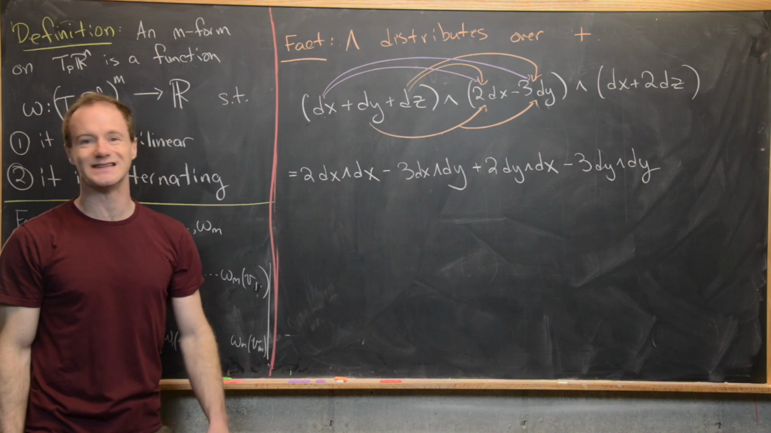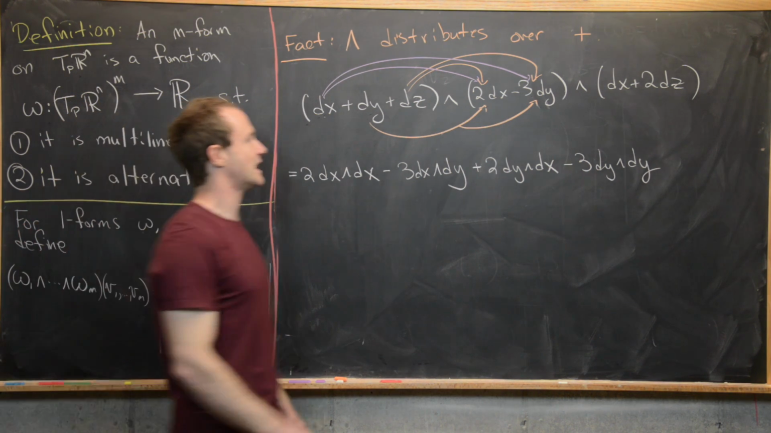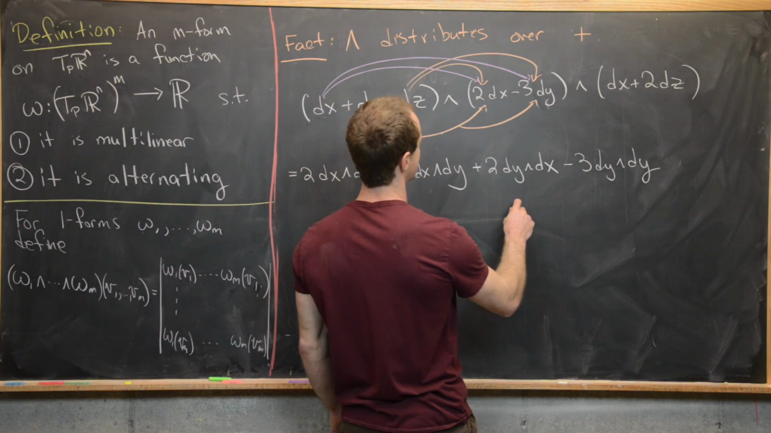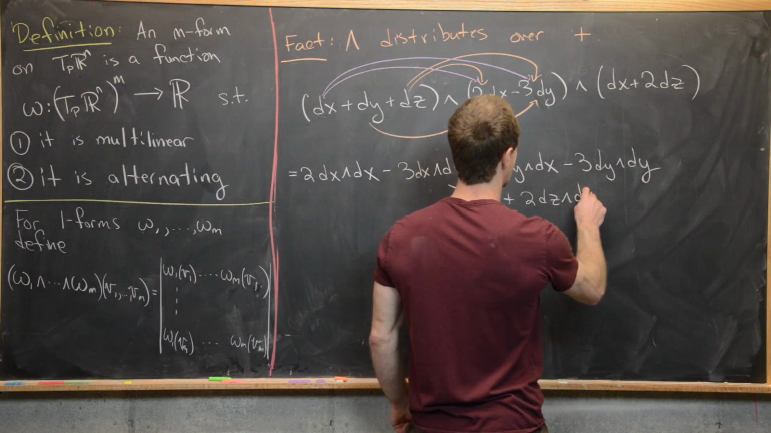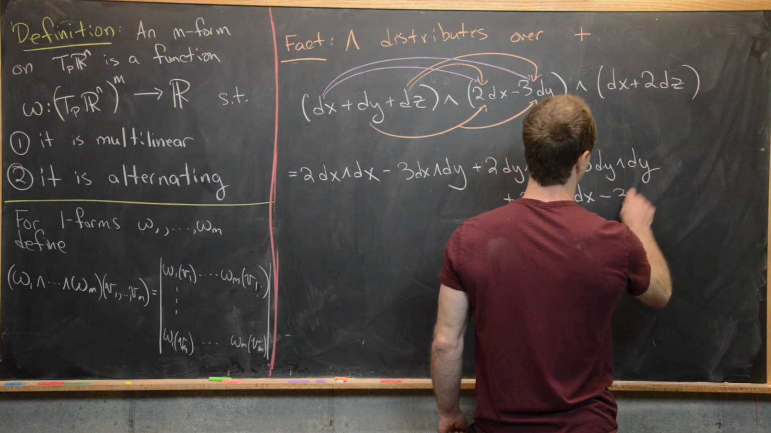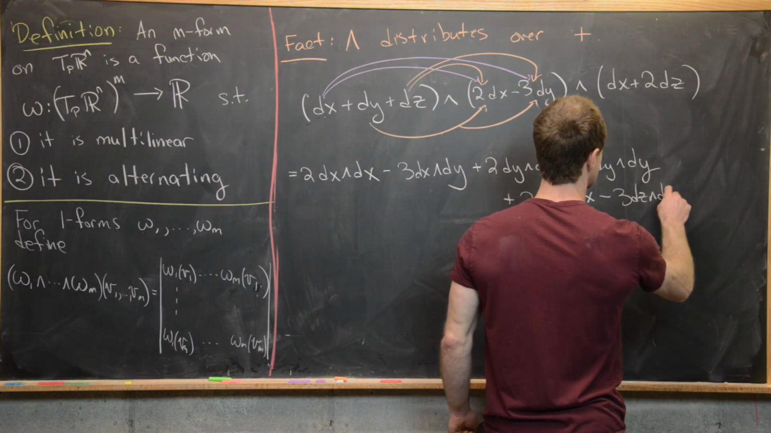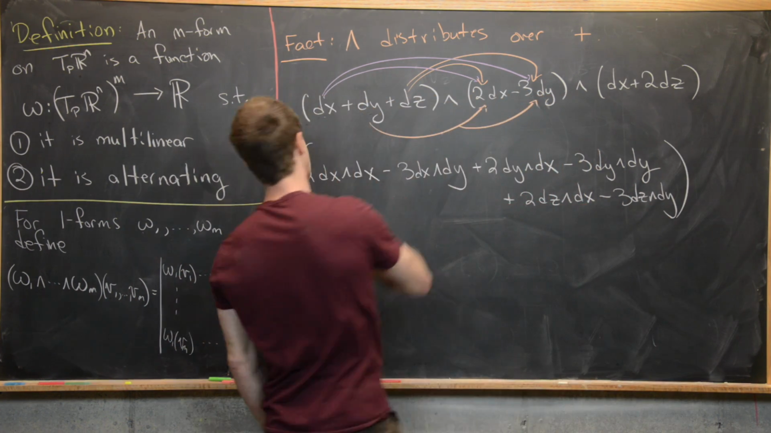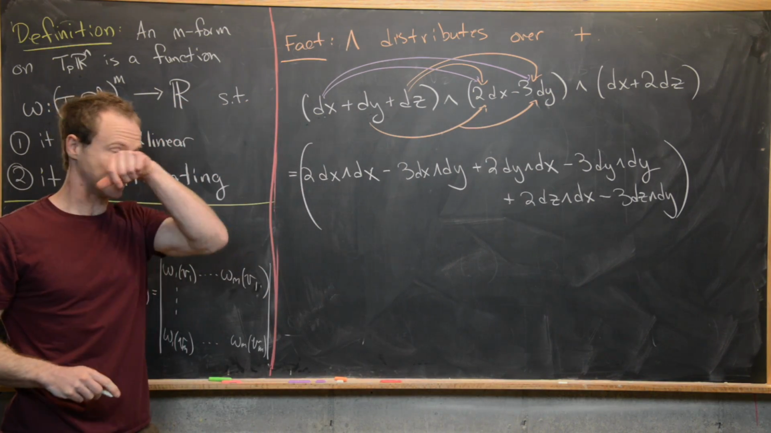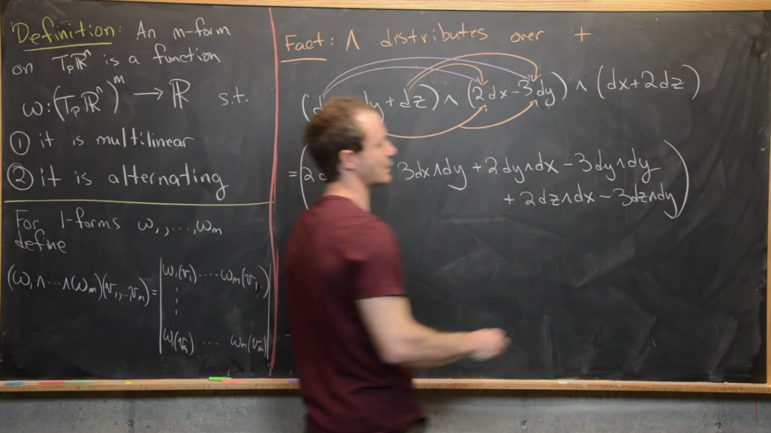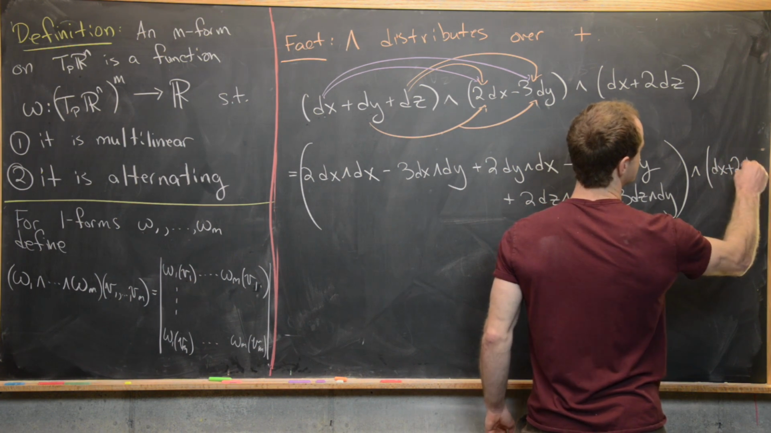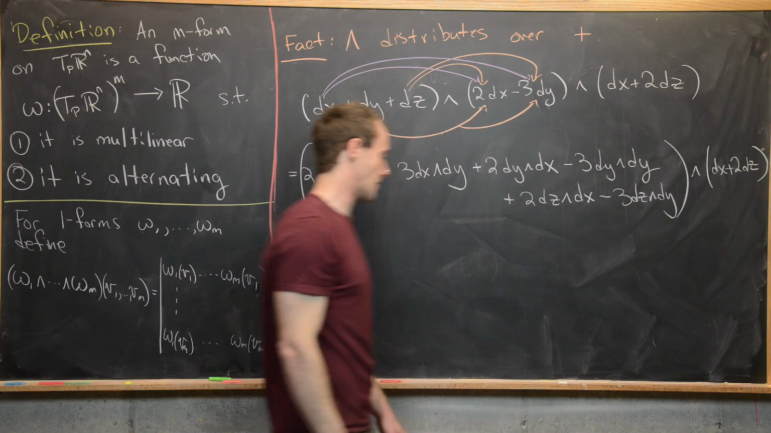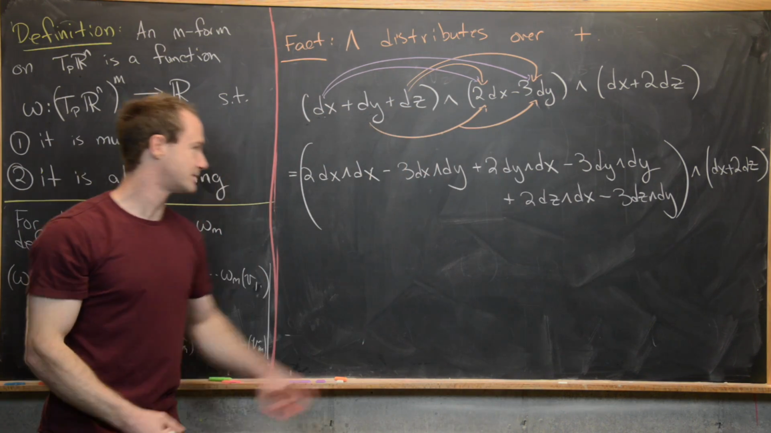Now we're ready for the dz parts. So that's going to give us plus 2 dz wedge dx, and then minus 3 dz wedge dy. Okay, so that's what we get for the first product, which I've spelled out. And then the next thing that we want to do is wedge this into dx plus 2 dz. Okay, great. So let's go ahead and simplify this.